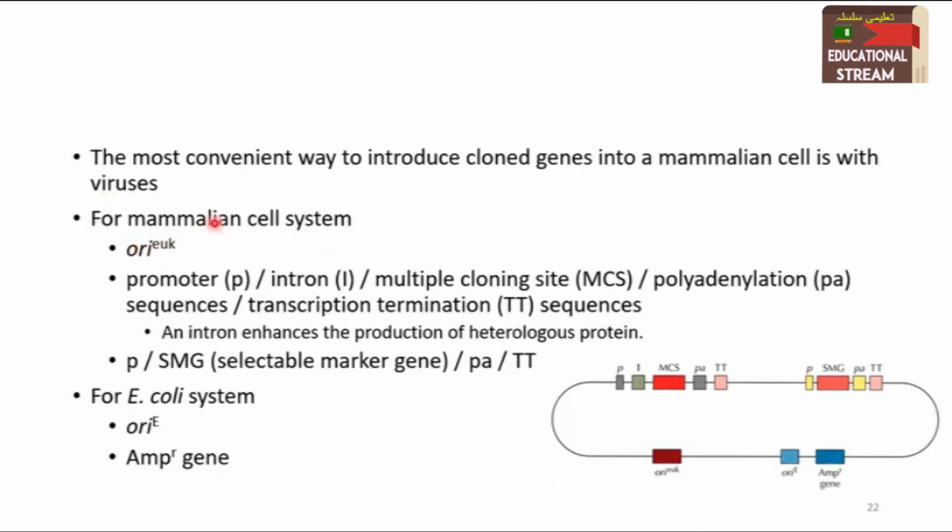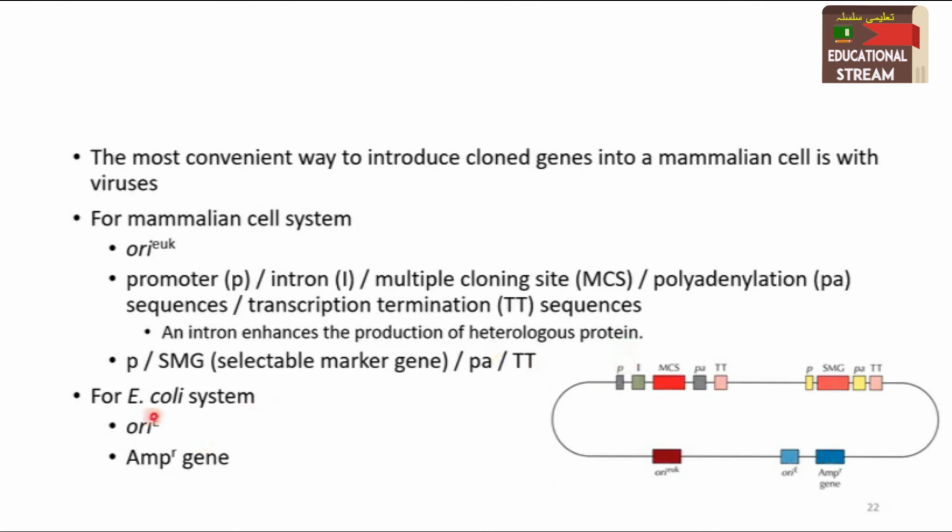For the mammalian cell system, we use the eukaryotic origin of replication. We can use the promoter, intron, multiple cloning site, polyadenylation site sequences, and transcription terminator sequences. We use the intron because it enhances the production of the heterologous protein, and we also use the selectable marker gene, the SMG.